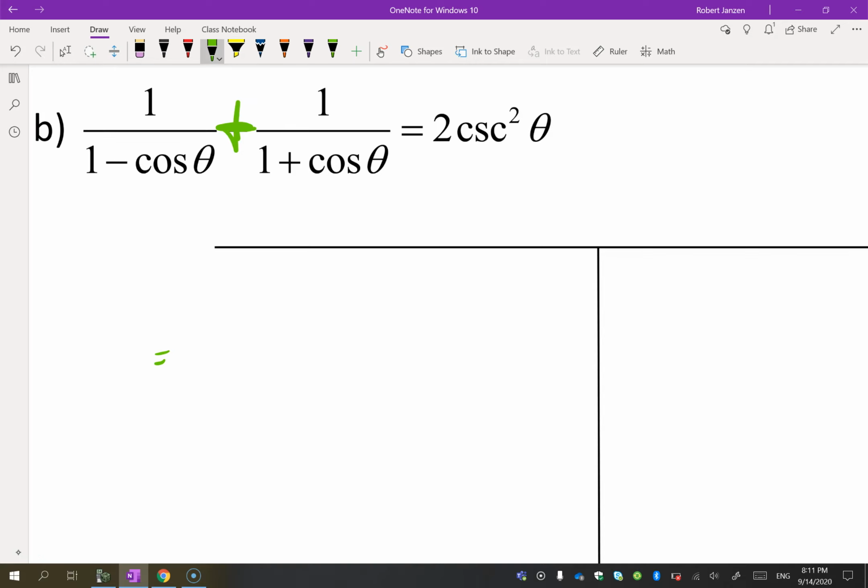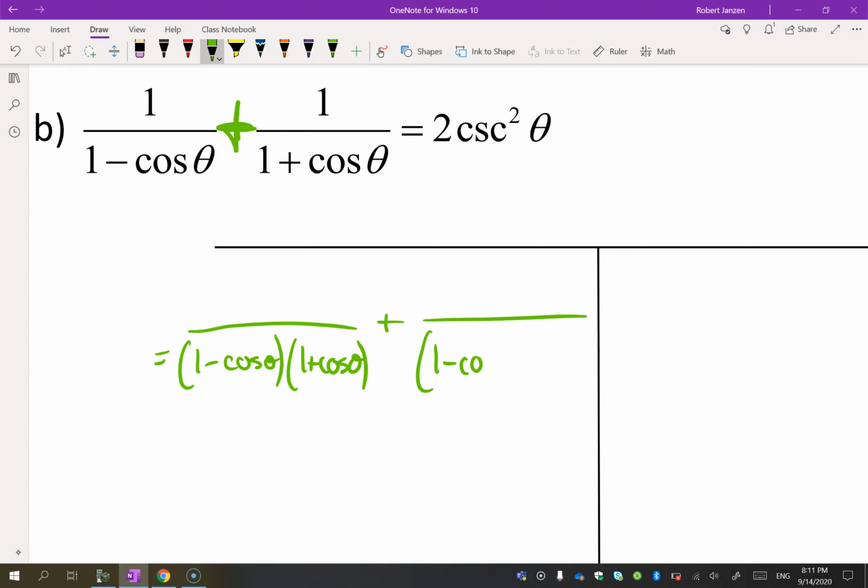Let's add these two fractions. So I've got two fractions that I want to add. I need common denominators. 1 minus cos, 1 plus cos. 1 minus cos, 1 plus cos. So what did I do to the first fraction? I multiplied by 1 plus cos. And what did I do to the second fraction? I multiplied by 1 minus cos.